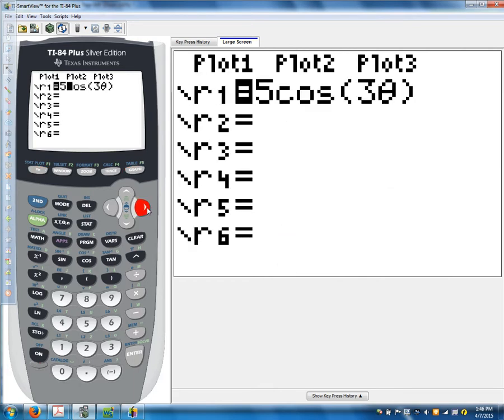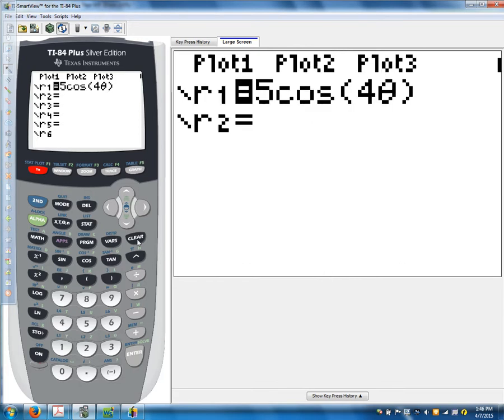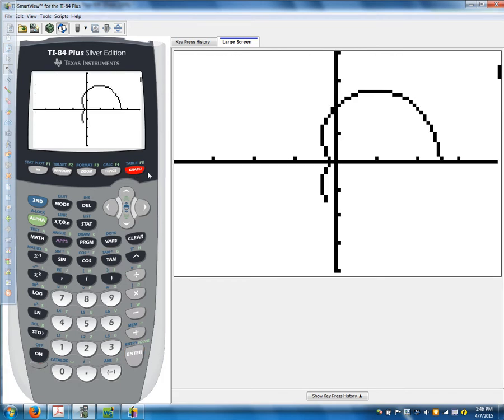And I could change this. If I change that to a 4, I would get an 8-petaled rose curve. So there's my 8-petaled rose curve. Now 2 plus 2 cosine theta. And there's my cardioid. And we have polar axis symmetry, so there's that.